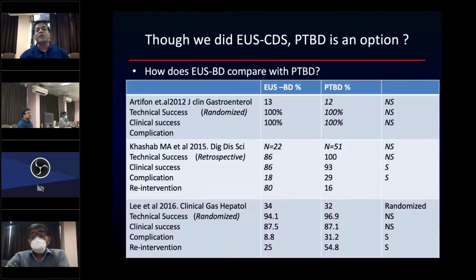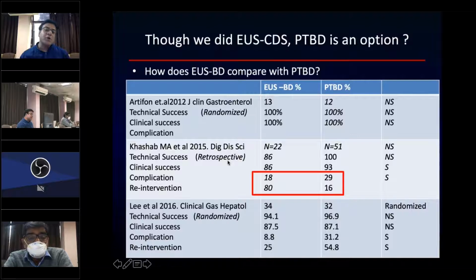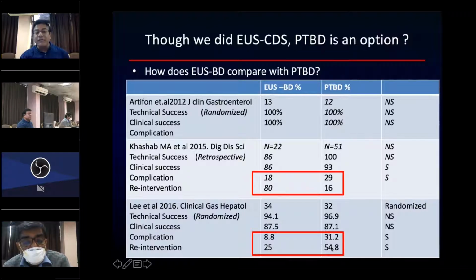So how do these compare? Now we have many more studies. So these were the initial studies, two randomized control trials, one retrospective study. If you see the complication rate and the reintervention rate, both are high in patients who underwent percutaneous transhepatic biliary drainage. Again, in this randomized study, the complication rate and reintervention were significantly higher compared to EUS-guided choledochoduodenostomy.